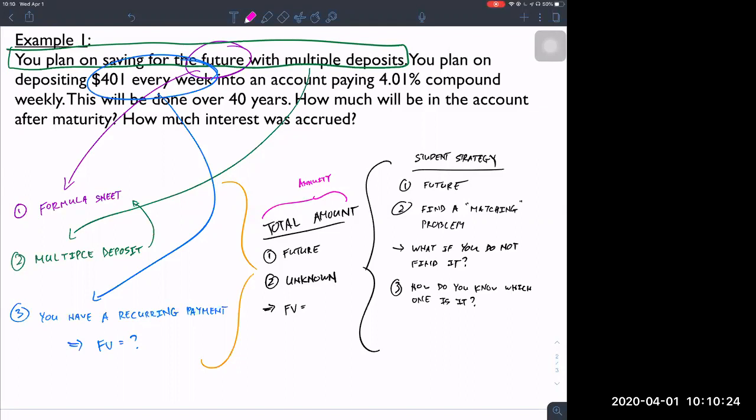What if you do not find it? How do you know which formula to use? Does anyone want to see the actual problem written out? Yeah, I'd like to. Yeah.